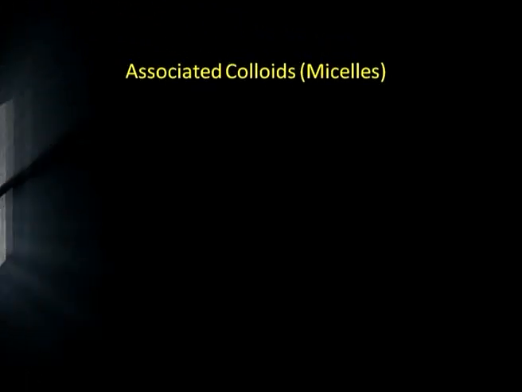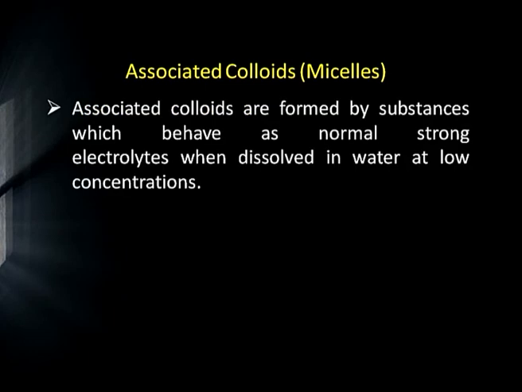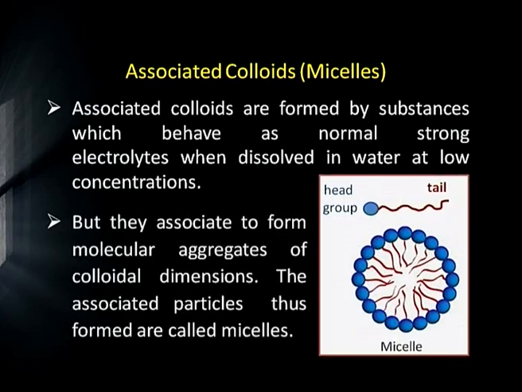And the third type of colloidal system is called the associated colloids or micelles. These are formed by substances which behave as normal molecules or ions when dissolved in water at low concentrations. That means they disperse to the ionic level, but when the concentration reaches a particular value, they start aggregating into systems of colloidal dimensions as shown in the figure here.